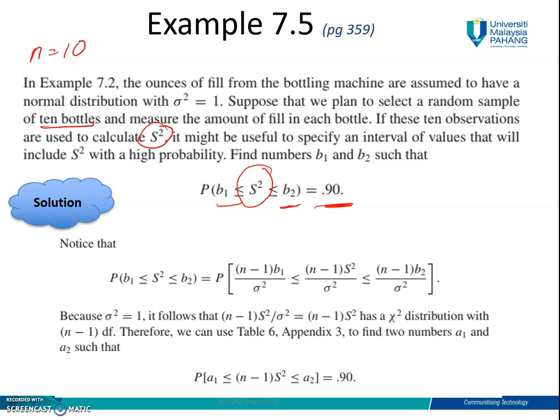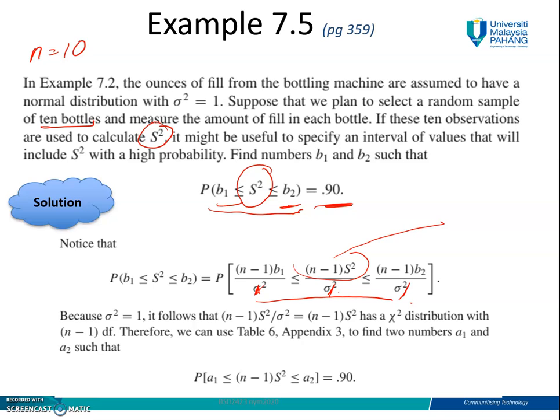Now when you want to find this one, actually it comes from here. You remember that your statistic is n minus 1 times s square divided by sigma square. So here also you will have n minus 1 times b1 divided by sigma square. And because sigma square is 1, here it is 1, 1, 1, so you will have n minus 1 times s square. So this shows you this is what? A chi-square distribution with n minus 1 degrees of freedom.